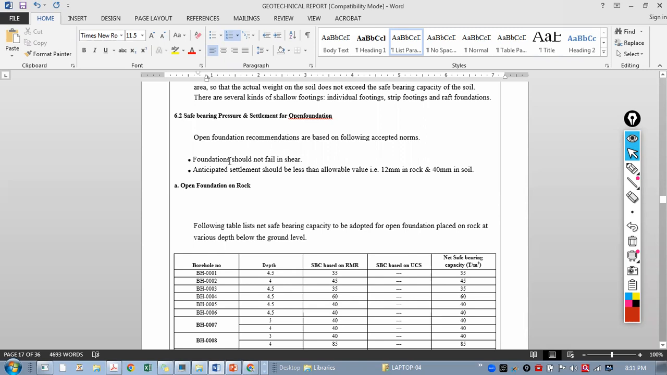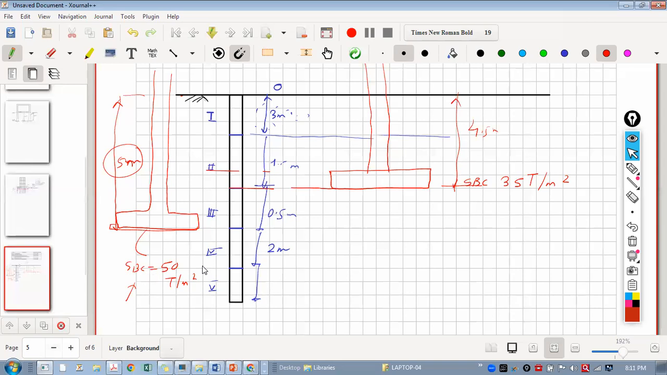Do you know what this means? Foundation should not fail in shear. If you don't rest the foundation on a hard strata, then there is a possibility that it will fail. Do you know how it will fail? Do you have some judgment? If it is a hard strata, fine, but if it is soft soil, then the soil may undergo shear failure.